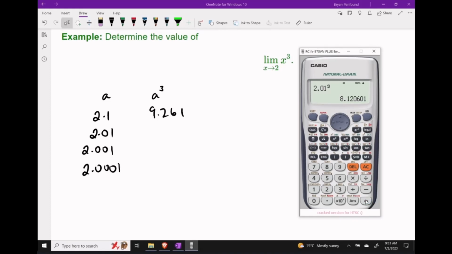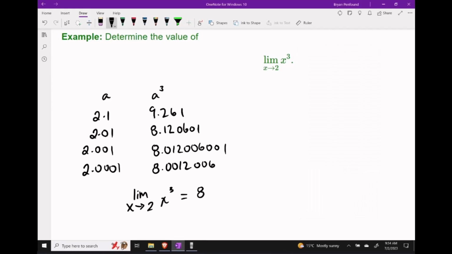2.01 cubed gives us around 8.12. 2.001 cubed gives us about 8.012. And finally, 2.0001 cubed gives us about 8.0012. So once again, we see that the x cubed values do tend towards 8 as well. We just get decimal numbers that are a little bit bigger than the number 8.